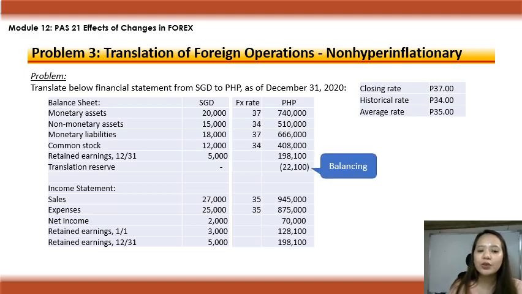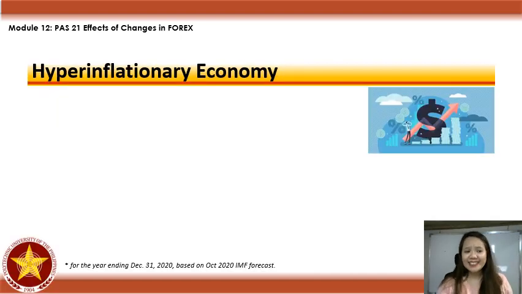And then, your translation reserve is actually a balancing figure for your Philippine peso balance sheet. Okay, so yung 20,100, nakuha siya, inadd ko lahat ng assets, tapos inadd ko lahat ng liability and equity. Tapos any difference, meron ka pang natitirang debit na 20,100. Kaya siya negative kasi equity account, reserve. So, normal balance is credit. Pero since debit siya dapat, so naka-negative siya, 20,100. Ganun lang siya.